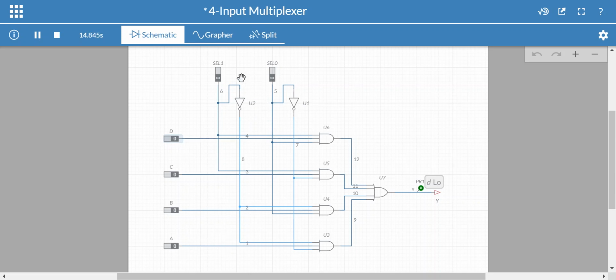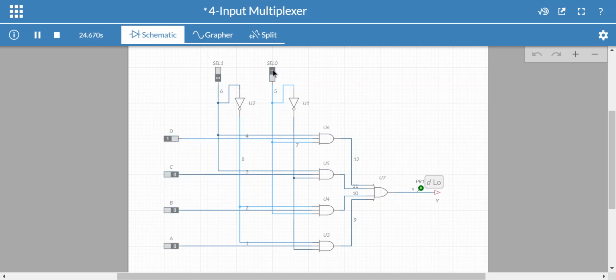Let's go ahead and change this. This is presumably the 1's place, and this is the 2's place. So let me make that a 1. So now it's going to read what's on the 1 input, right? So that's this one, the 1 input. Okay, so turn this on, nothing happens. But turn this on, and the output goes high. Turn this on, nothing happens. And turn this on, nothing happens.